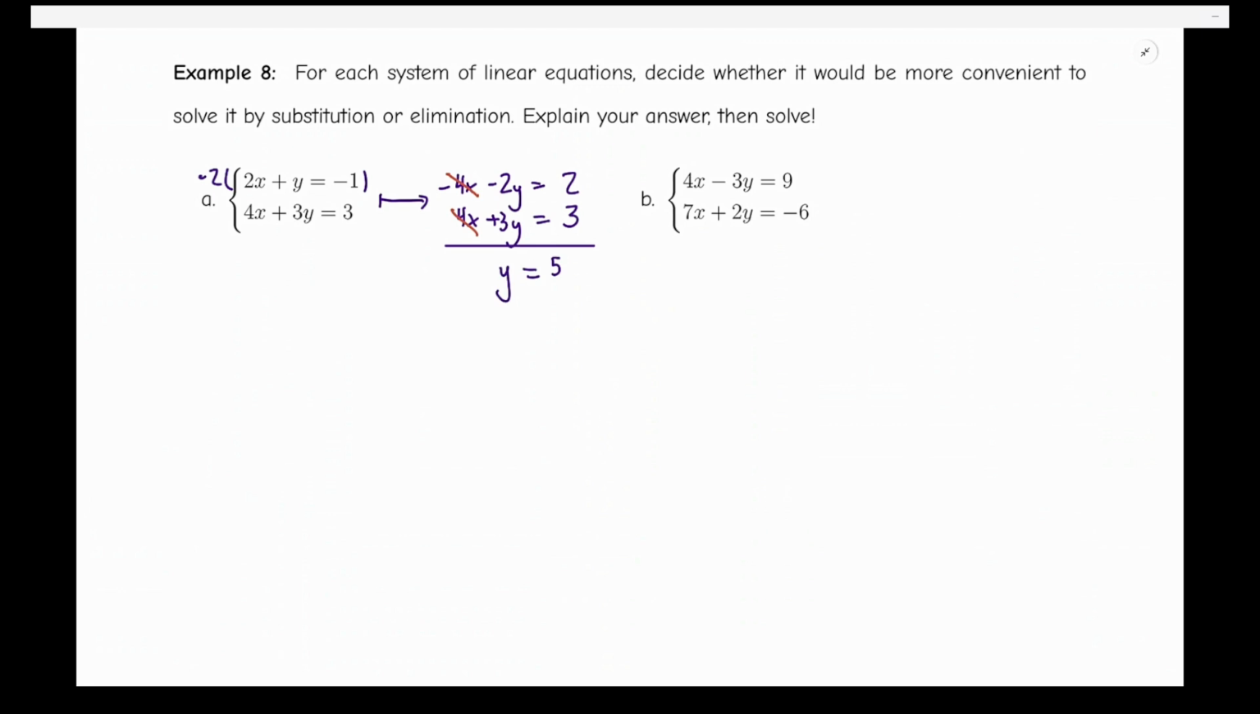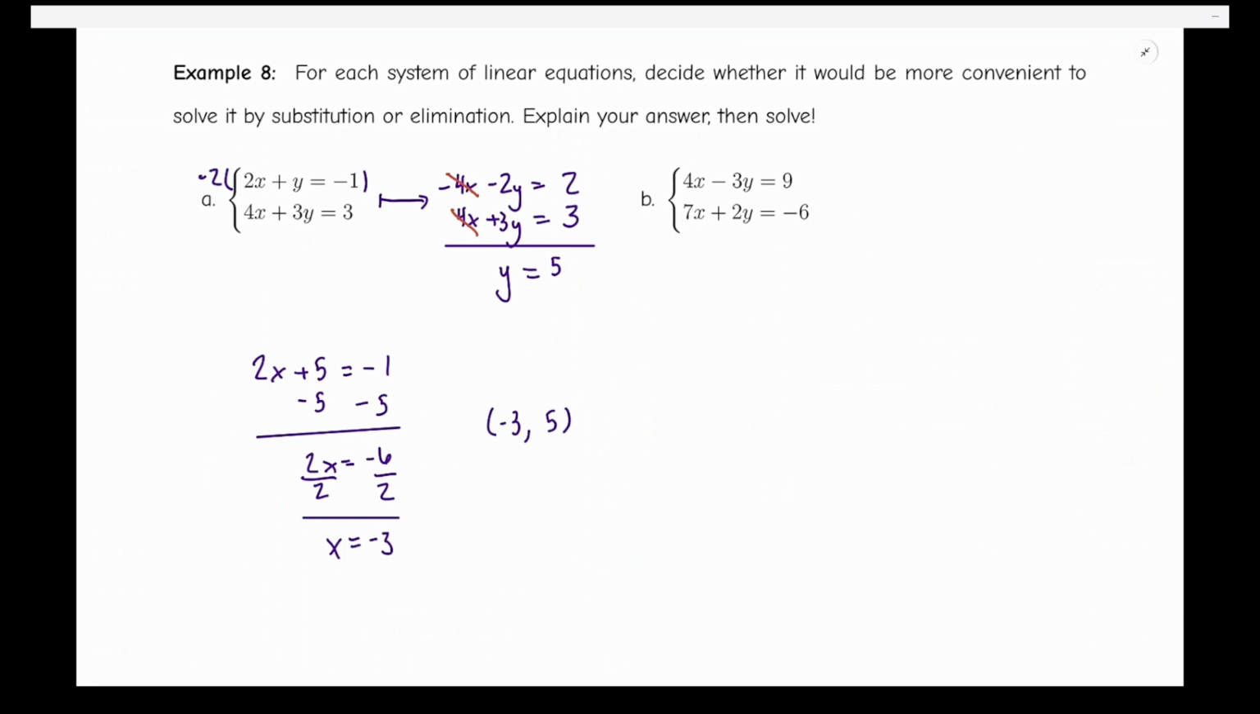Now I just need to plug that back into one of the original equations to get x. So we get 2x plus 5 equals negative 1. Subtract 5, subtract 5. 2x equals negative 6. Divide by 2, divide by 2. X equals negative 3. And then don't forget, after you solve for x and y, your final answer should be an ordered pair. So negative 3, 5.